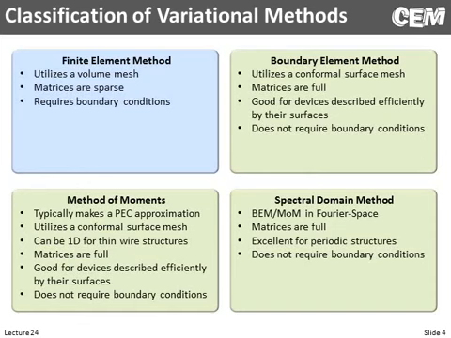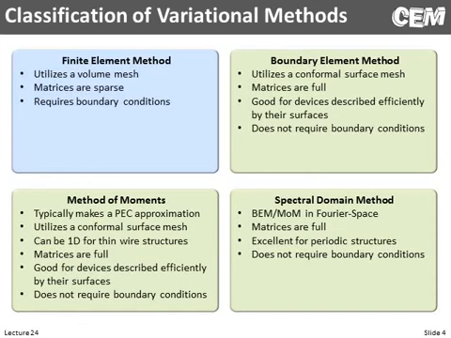So there are at least 4 broad categories of variational methods. Probably the most famous one is the finite element method, and we see this all over the place. You have probably seen the meshes where there are little triangles or tetrahedrons everywhere, and you break up a structure into little pieces of those triangles or tetrahedrons, and that's the finite element method.